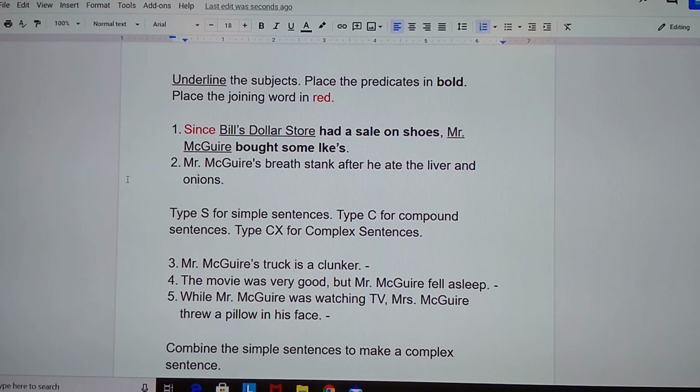All right, number 2. Mr. McGuire's breath stank after he ate the liver and onions. What are these subjects? Say it out loud. Good. Mr. McGuire's breath and he. What are the predicates? Good. Stank and ate the liver and onions. And what is the joining word? Excellent. After.